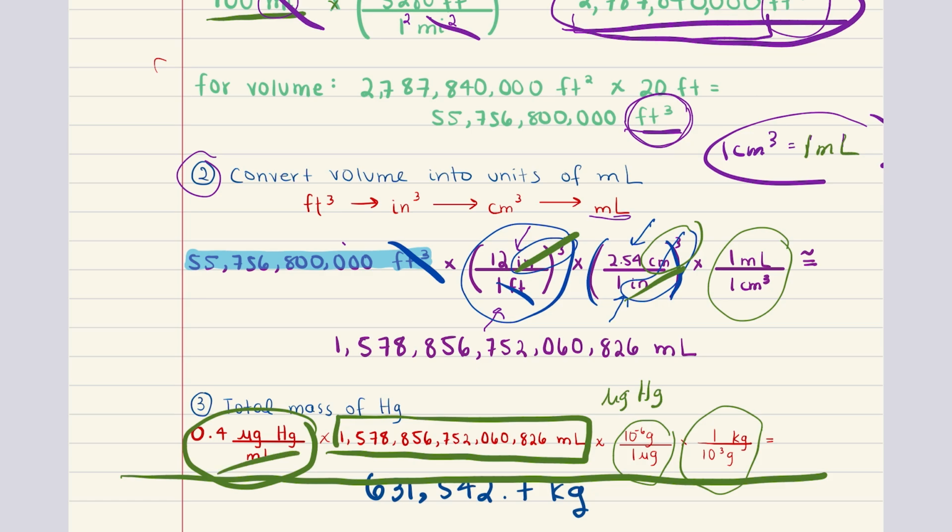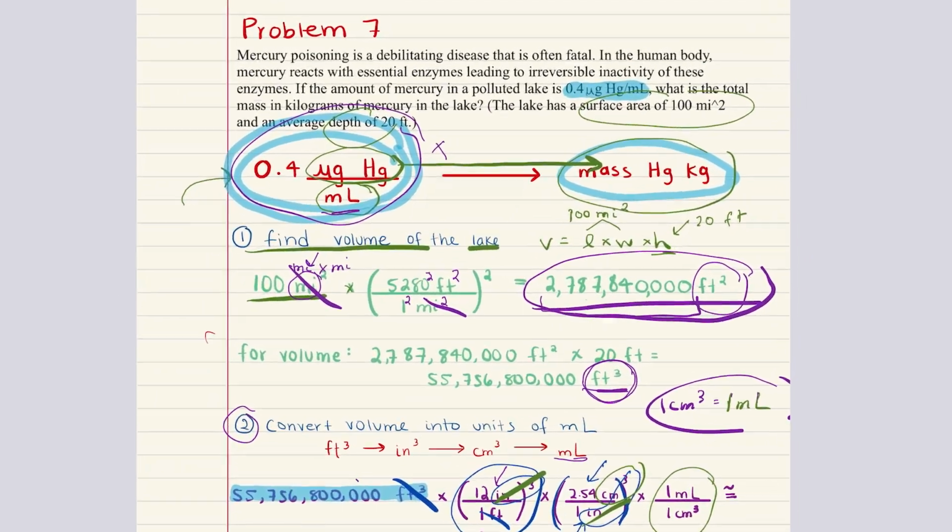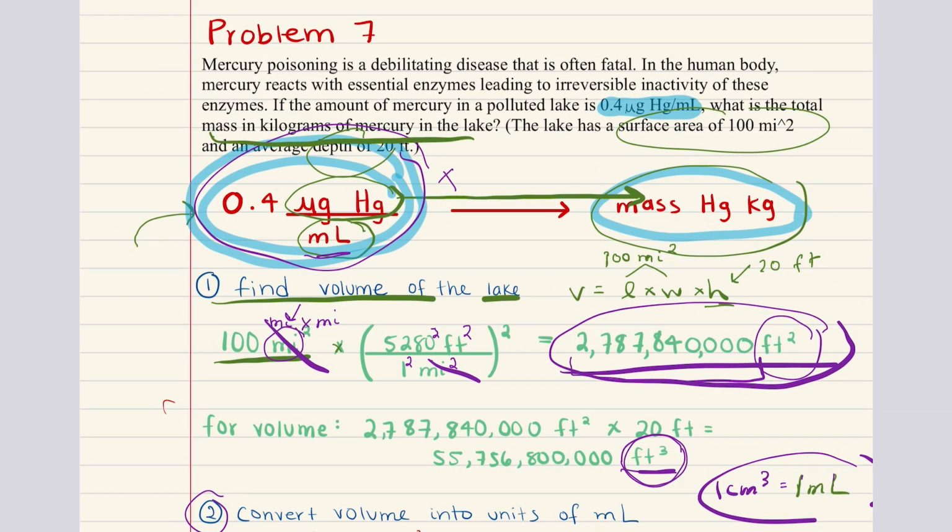We get rid of the volume term first, all right? And then we convert from micrograms of mercury to kilograms of mercury. And our final answer should be 631,542.7 kilograms. That is the total mass in kilograms of mercury in the lake.